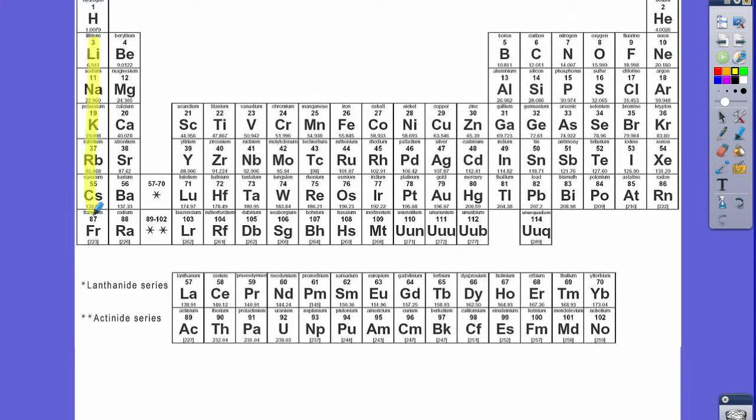We are going to start with the alkali metals over here in group 1. They have one valence electron, meaning they're the most reactive group. They react violently with water and air. They're shiny, they have the consistency of clay, and you can easily cut them with a knife. They are always found combined with another element in nature. They'll never be by themselves.